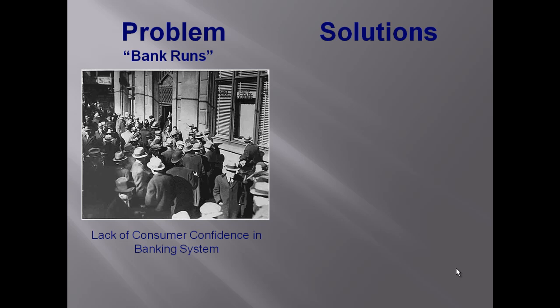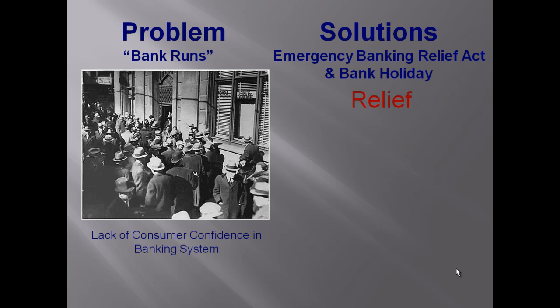The second problem he addresses are runs on the bank, and this is due to a lack of consumer confidence in the banking system. His solution is the Emergency Banking Relief Act and a bank holiday. The bank holiday gives people time to settle down, and of course the Emergency Banking Relief Act is relief in the 3 R's. He also creates the FDIC, the Federal Deposit Insurance Corporation. This too is reform, and it's designed to protect people's investments that they put in the bank.